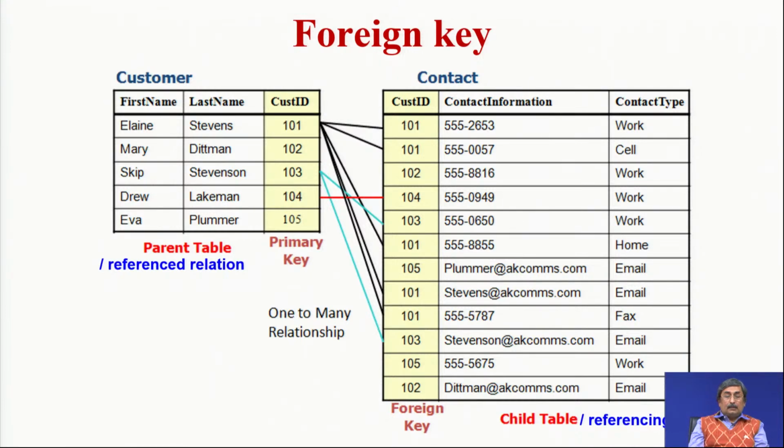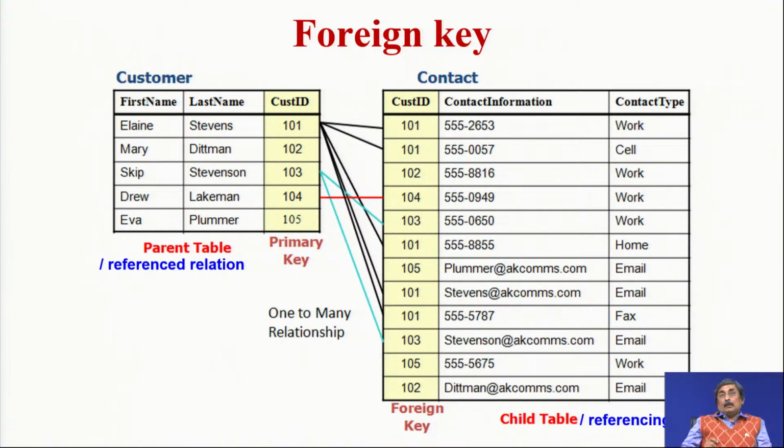Look at the customer table and the contact table. You see that the customer's first name is Elaine, last name is Stevens, and customer ID is 101, and the contact information of 101 is stored in another table which is contact. 101 contact information has a phone number as well as a contact type. So, maybe it has 4 types of contact type, it may have a work contact, it may have an email contact, it may have a home contact, it may have a fax contact. So, there are several types of contacts for 101, 102, etc.